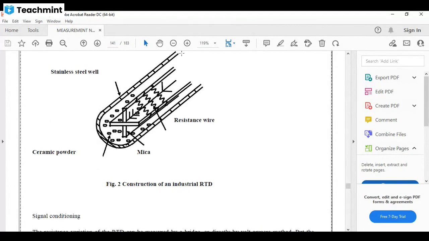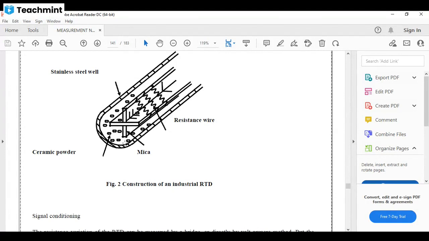Here is the first one, which protects the RTD from the mechanical hazard. Then these are the mica. And this is our resistive wire.